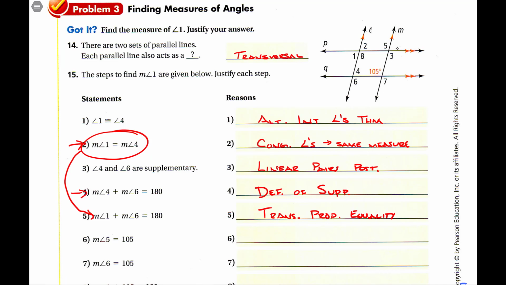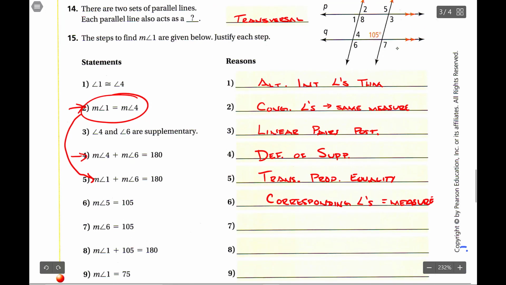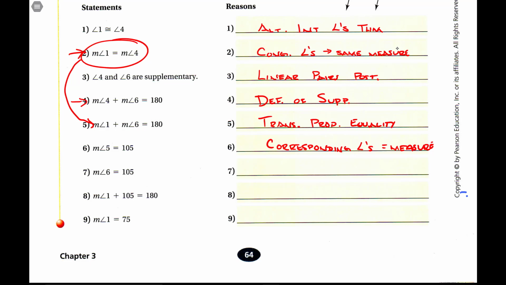For step number 6, it says that the measure of angle 5 is 105. That is because corresponding angles have the same measure. For step 7, it says the measure of angle 6 is 105. Alternate interior angles have the same measure.